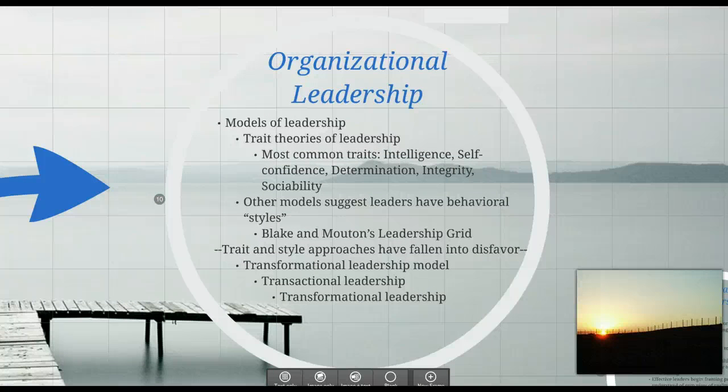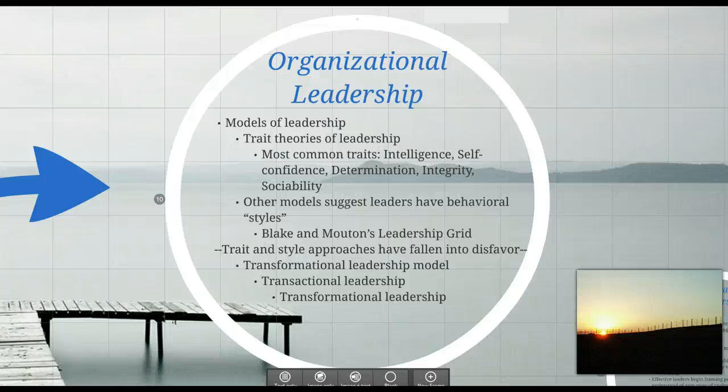Okay, so obviously that video is an advertisement promoting a particular website, but it's a nice introduction in terms of the significance of organizational leadership. And here, this section again talks about some of the models of leadership. And you know, the old models were a traditional trait model and style model.